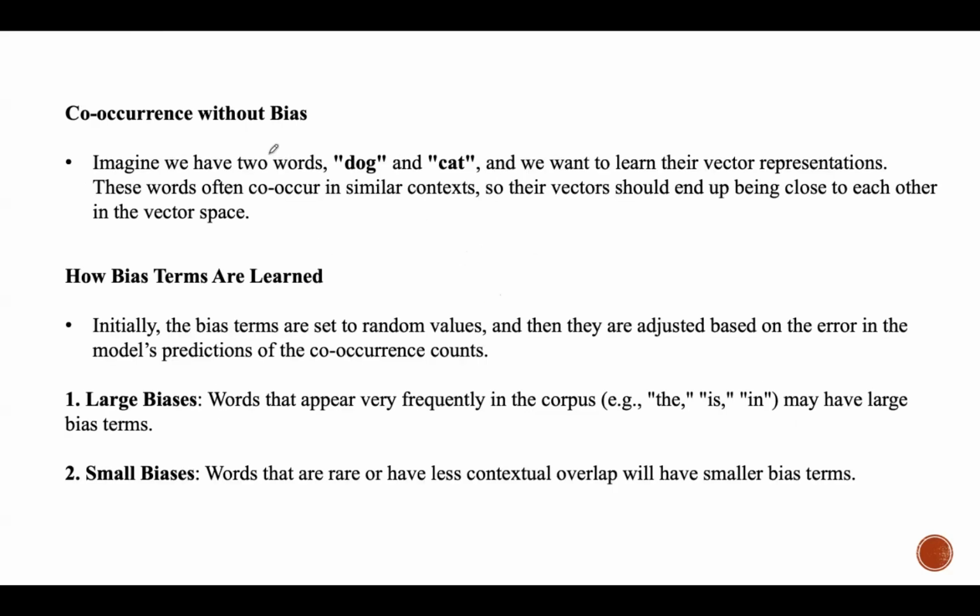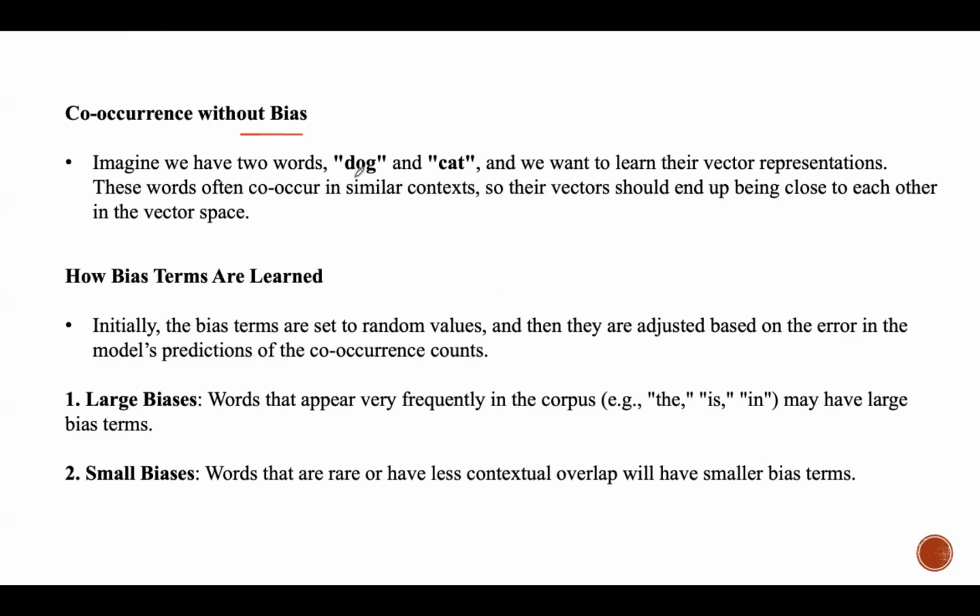Say, what happens if you find this co-occurrence without bias? When we remove the bias term in GloVe, the model learns word embeddings purely based on how words co-occur with one another in the context window, without considering the overall frequency of each word in the corpus. So the embeddings are adjusted to capture local relationships, that is how words appear in each other's context, but not the global distribution of the words.